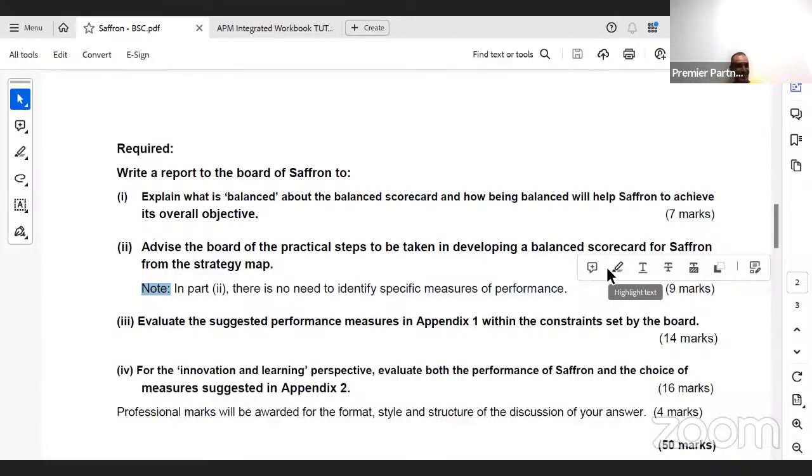Now they don't say something. No, because they are not asking for measures. We don't need the mission. No need. They are asking for the steps here. Practical steps to be taken in developing a balanced scorecard. This question is set up like the way the things will be. That's why I am telling you, if you know your theory, it's very easy.